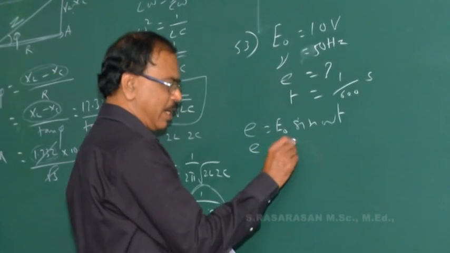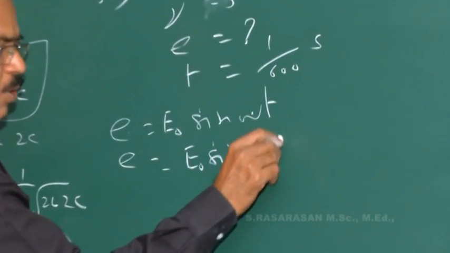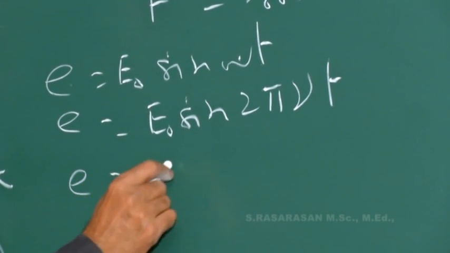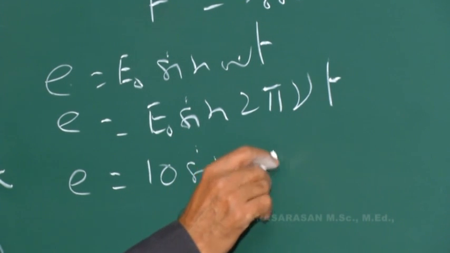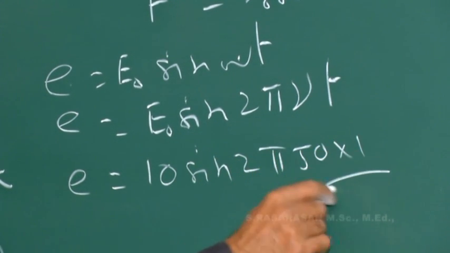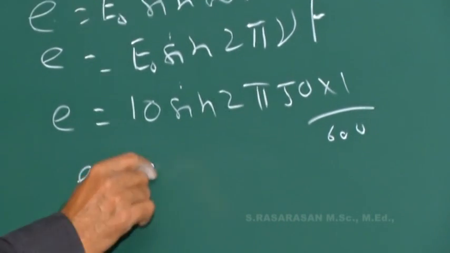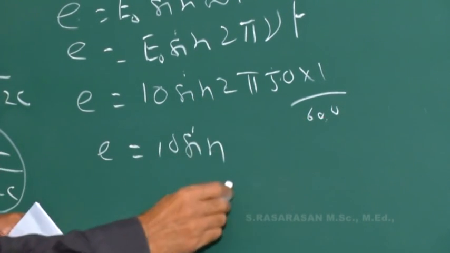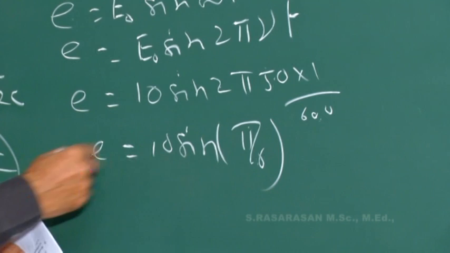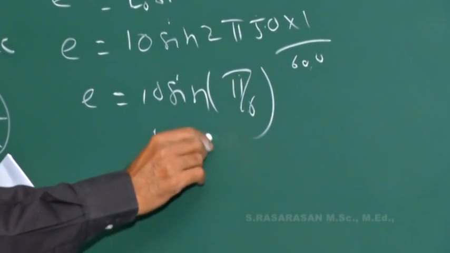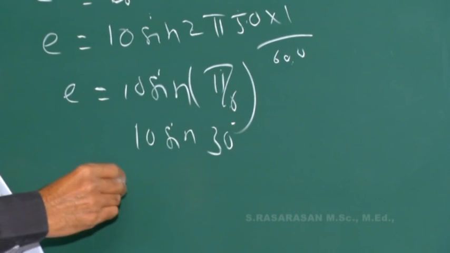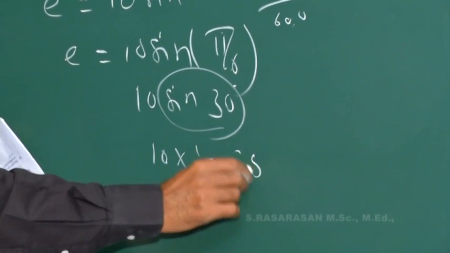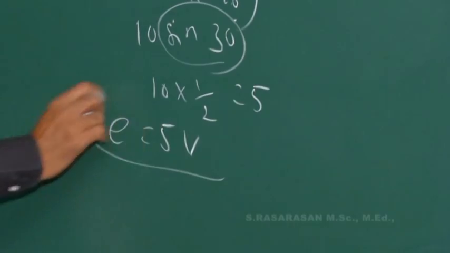So E is equal to E naught sin, instead of omega, 2 pi nu t. Yes, I mentioned this a little. So in E is equal to E naught sin 2 pi nu t, instead of E naught we have given 10, instead of nu, 50, instead of t, 1 by 600. 10 sin 2 into 50, 100. 100 by 600, 1 by 6, pi by 6. Pi by 6 is how much? 30 degree. So 10 into sin 30 degree. When we say 30 degree, sin is half. So 10 into half, that is 5. So EMF is 5 volt.